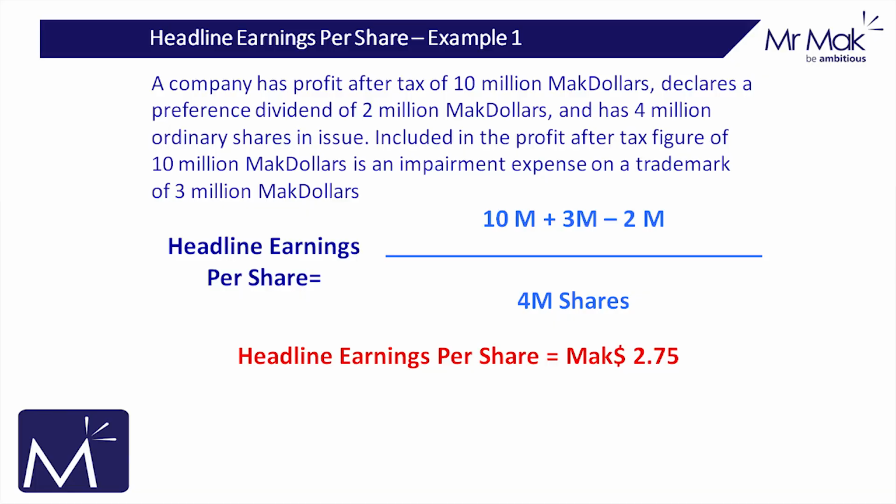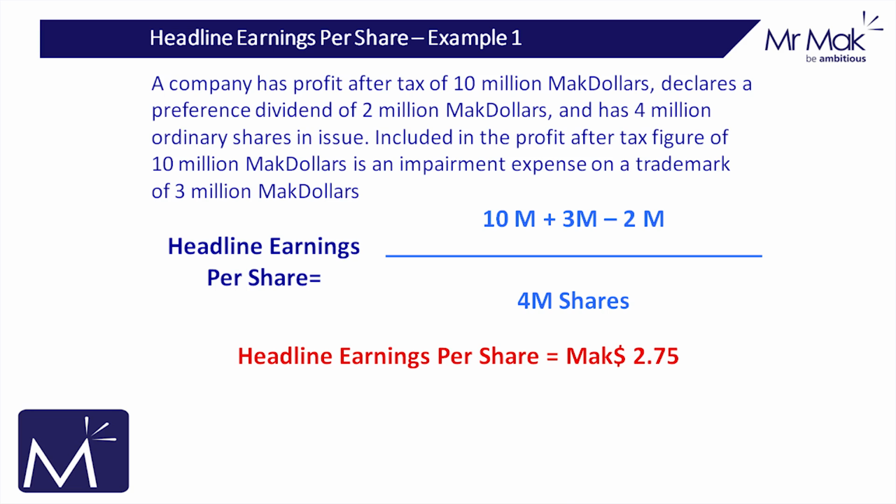Let's do an example. Say a company has profit after tax of $10 million and it declares a preference dividend of $2 million. This company has 4 million ordinary shares in issue. Now, included in the profit after tax figure of $10 million is an impairment expense on a trademark of $3 million. How would we calculate the headline earnings per share?